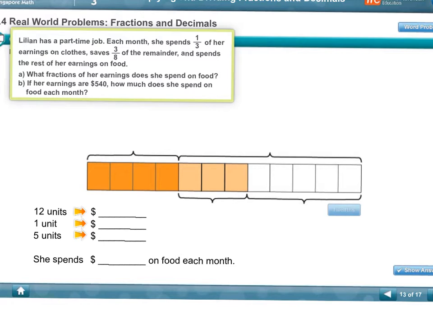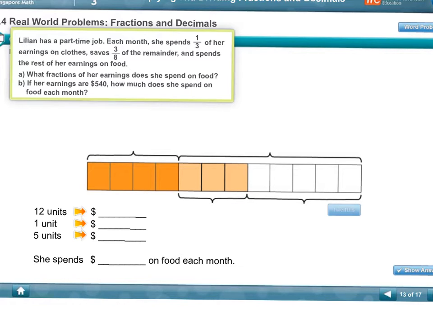And our last example is for Lillian. She has a part-time job. Each month she spends 1/3 of her earnings on clothes, saves 3/8 of the remainder, and spends the rest on food. So the question is, what fraction of her earnings does she spend on food?